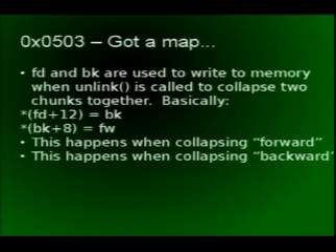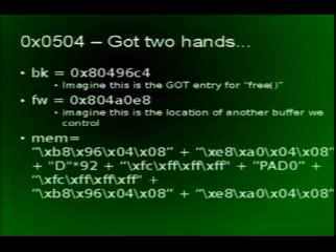So this happens whether you're freeing this buffer and collapsing backwards, or you're freeing and collapsing forwards. Unlink is called both times. Both ways are exploitable in some operating systems or some implementations. So now we got two hands, we got a map. Let's take some real examples here.